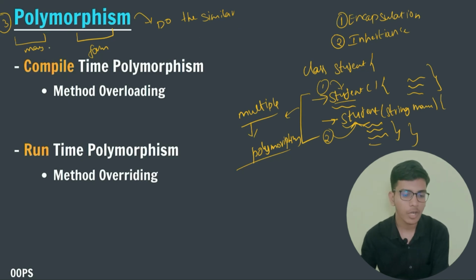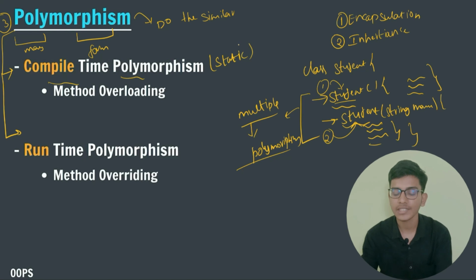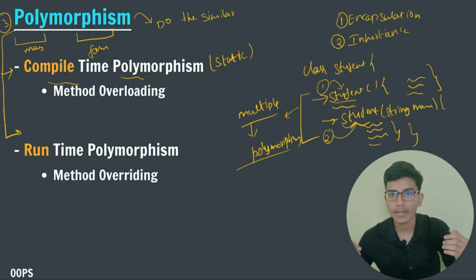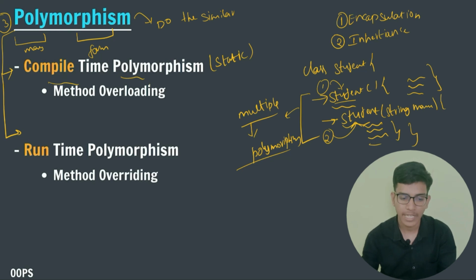In polymorphism we have two kinds of polymorphism types. The first is compile time polymorphism, in other words we call it static. This polymorphism occurs when the compilation takes place, that is when our compiler reads the code. An example of compile time polymorphism is method overloading. In the previous functions chapter we have already studied method overloading, right?